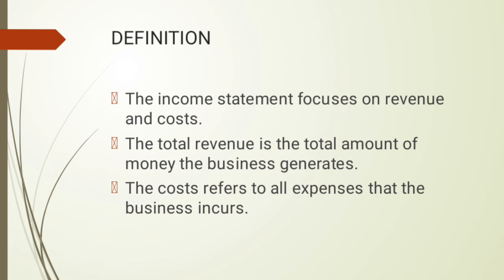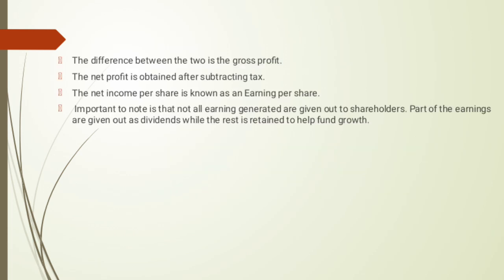Then they'll be required to pay tax. Let's say, for example, from their profit of 100, they pay a tax of $10. They're left with $90. So the $90 is the net profit. Then they say net profit or net income per share is known as earnings per share. So for example, if you hold one share and after they divide the earnings by the total number of shares you get two, so each share receives a profit of 2. So the 2 is known as earnings per share.